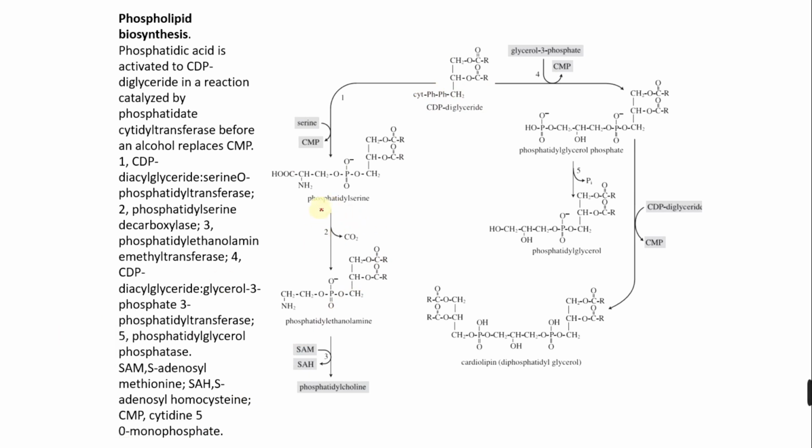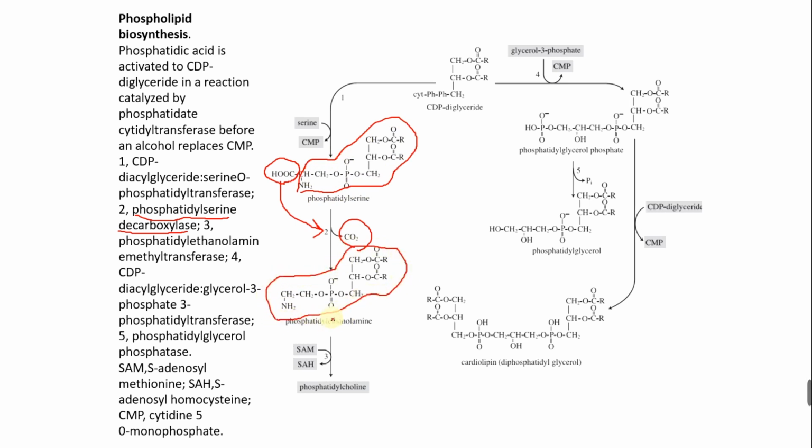Next one is phosphatidylserine to phosphatidylethanolamine. The second reaction is by phosphatidylserine decarboxylase. Decarboxylase means the removal of carbon dioxide. So the carbon dioxide is going to be liberated from the serine molecule; this COOH moiety is liberated as carbon dioxide, and the remaining portion is the same. This remaining portion is called phosphatidylethanolamine. So that's all.